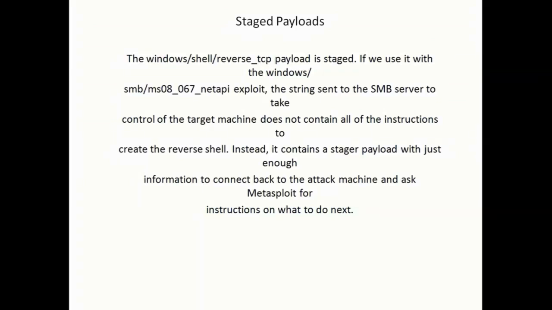Inline payloads. The windows/shell_reverse_tcp payload is an inline or single payload. Its exploit string contains all the code necessary to push a reverse shell back to the attacker machine. Though inline payloads take up more space than staged payloads, they are more stable and consistent because all the instructions are included in the original exploit string. You can distinguish inline and staged payloads by the syntax of their module name.